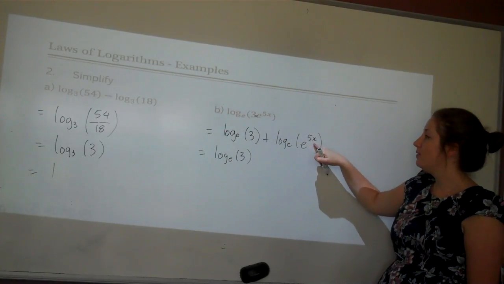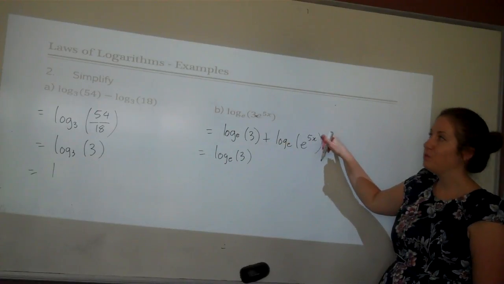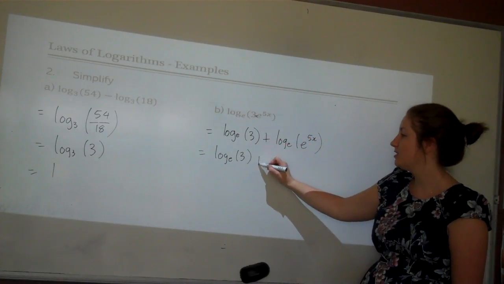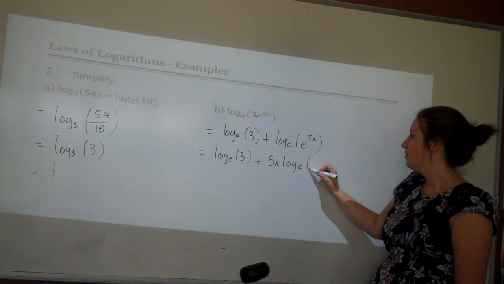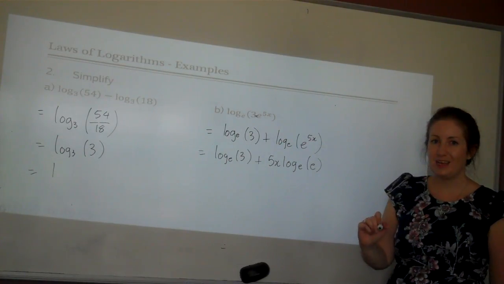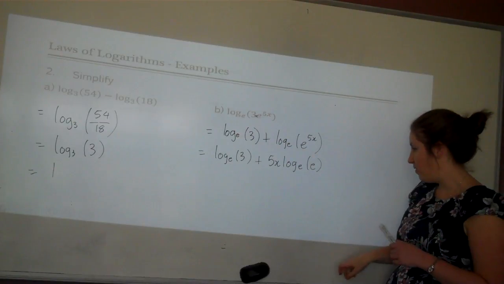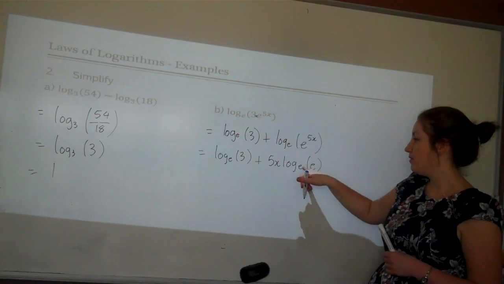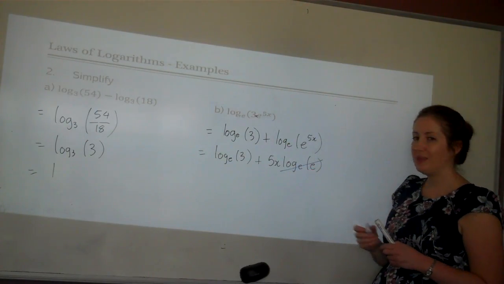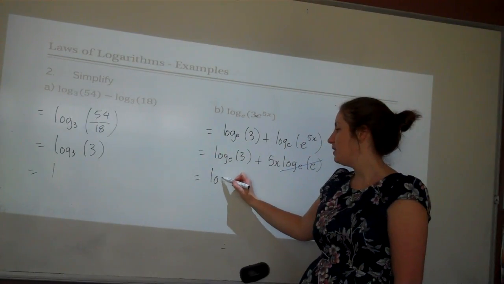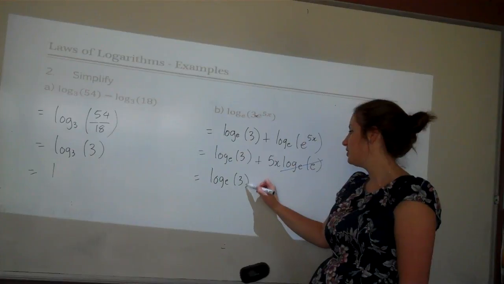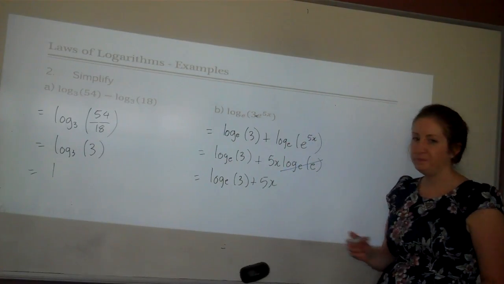Here I've got a power. What can we do with our powers? We can take them and write them in front of our expression. So we get 5x log base e of e. Now luckily for us, once again, when we've got the same base and the same argument here, it's equal to 1, so that will cancel out. And it leaves me with the final expression that we were looking for.